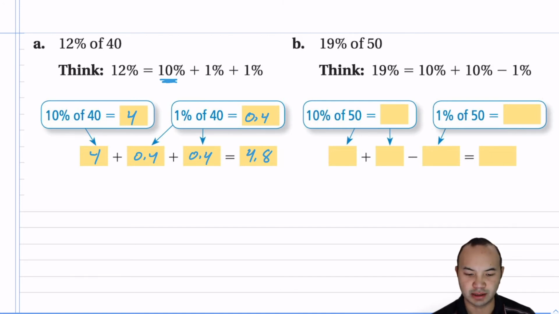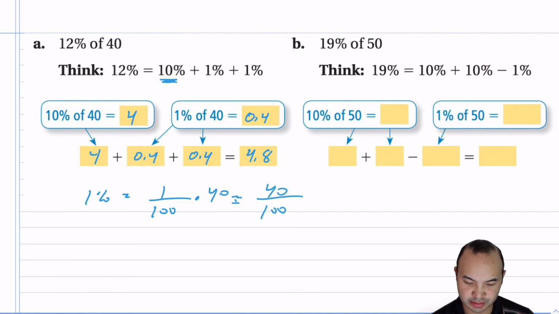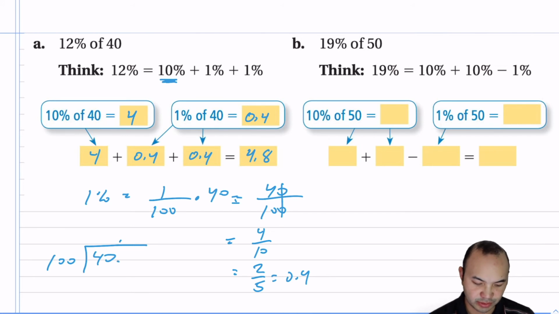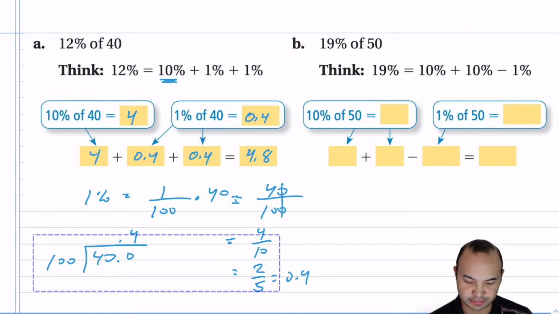It's the exact same thing as 10%, except you're moving it over 2 times to the left. 1% is the same as 1 over 100, times 40. So if you do that, you get 40 over 100, and you cross cancel there. You get 4 over 10, or 2/5. So that's 0.4. The other way of looking at that is you're doing whatever the number is divided by 100. So if I do 40 divided by 100, I'm always going to get 0.4. So you're just moving the decimal over 2 times to the left.